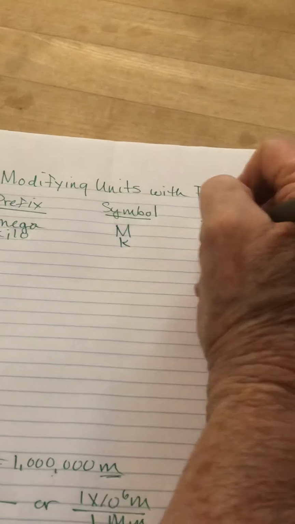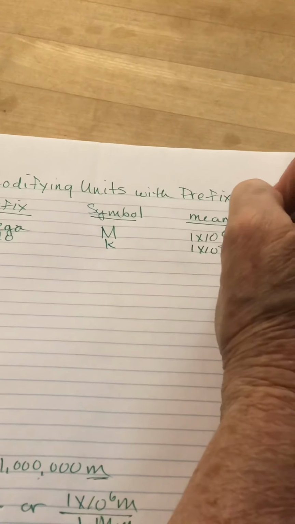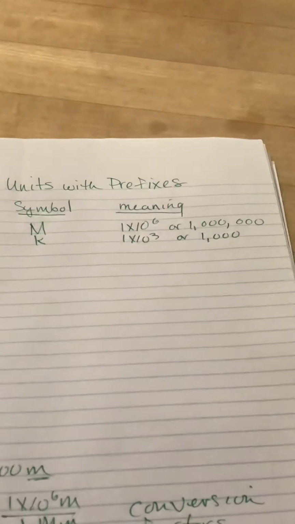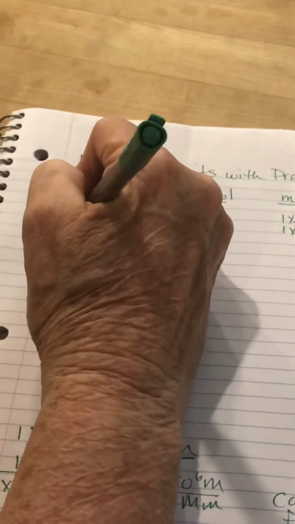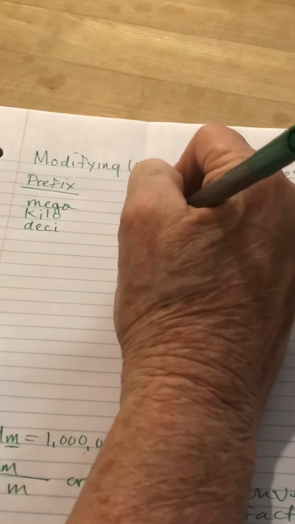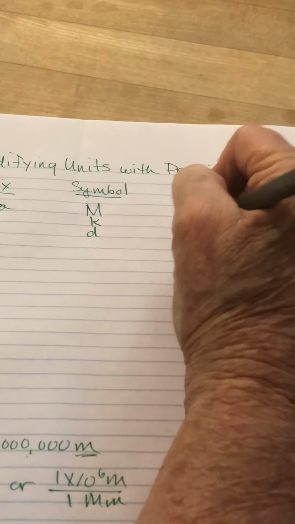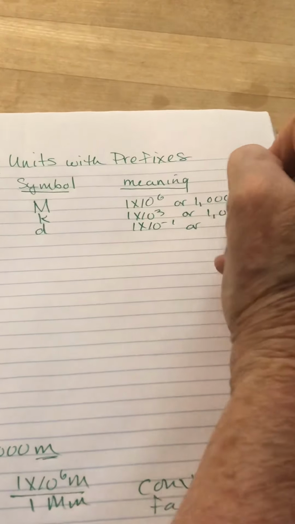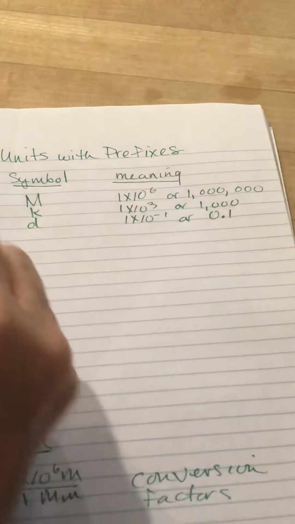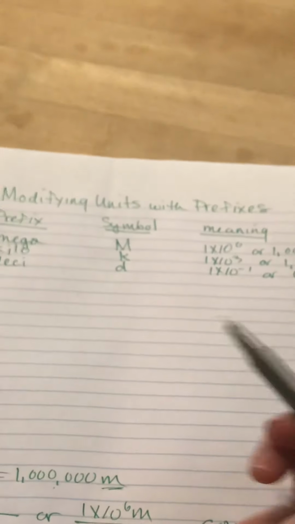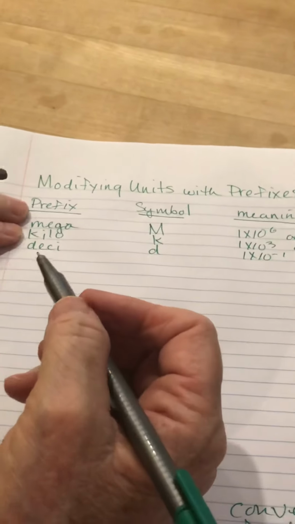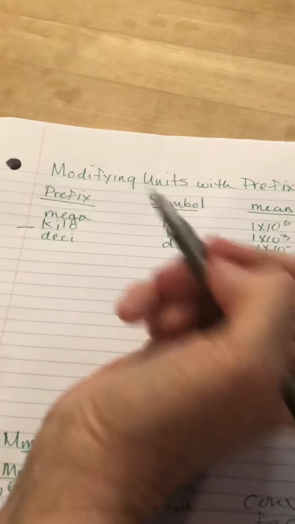The next one is kilo, K-I-L-O. Its symbol is a lowercase k, and it means 1 times 10 to the 3rd, or 1,000. So a kilometer is 1,000 meters. Then we're going to go to smaller ones. Deci, D-E-C-I, lowercase d, means 1 times 10 to the negative 1, or 0.1. So a decimeter is 1/10 of a meter, or a decasecond is 1/10 of a second. So these are all larger than the base unit.